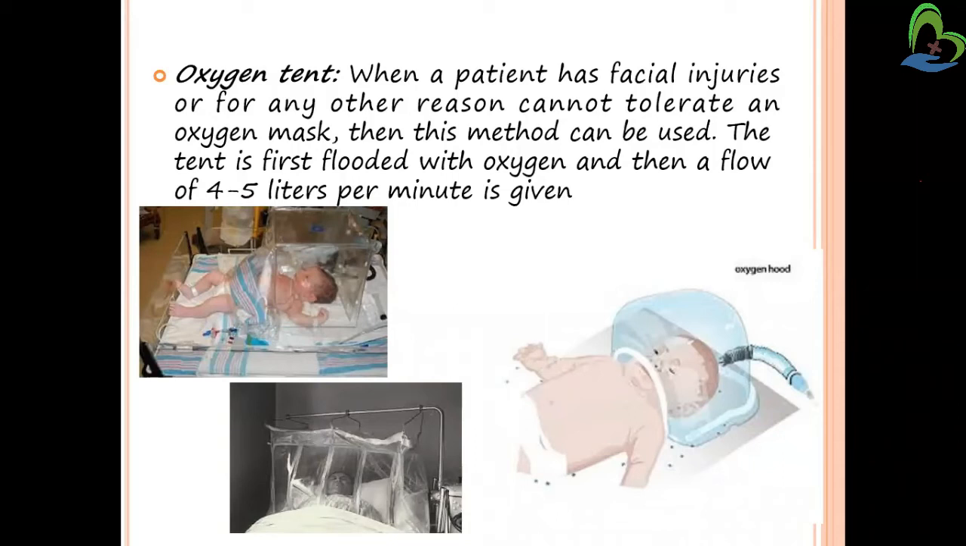The tent is first flooded with oxygen and then a flow of 4 to 5 liters per minute is given.